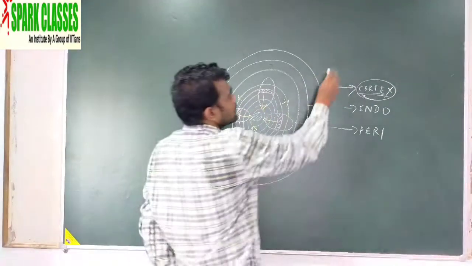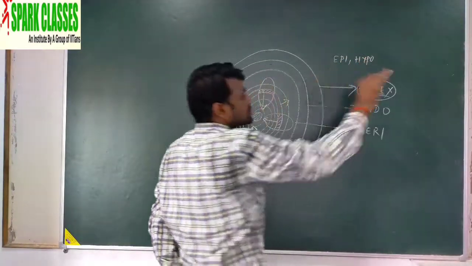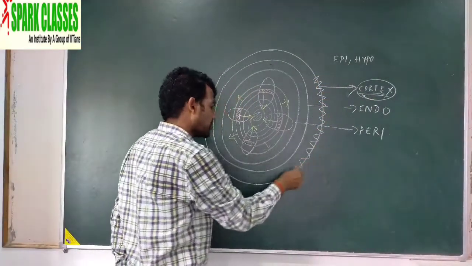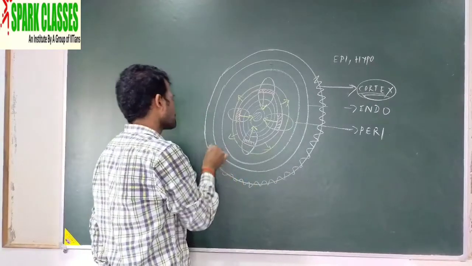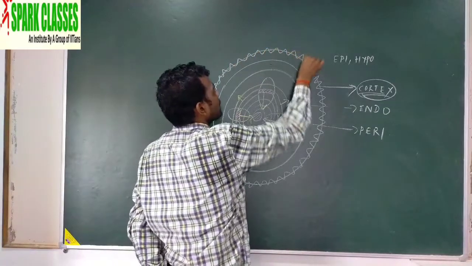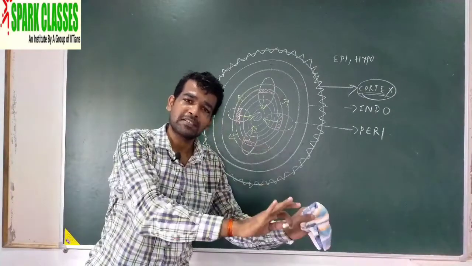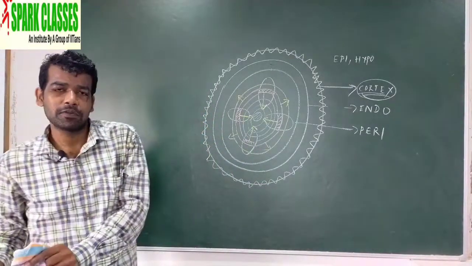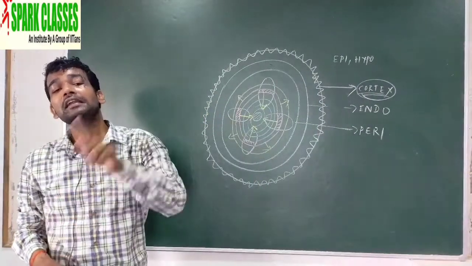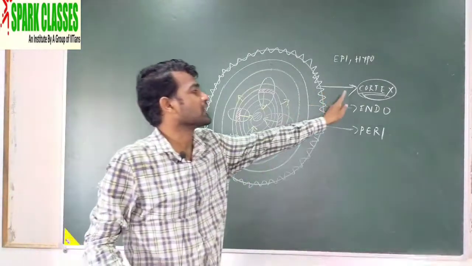So when the epidermis and hypodermis get destroyed, this cortex layer changes into meristematic. There is a plant property, I will tell you in cell division, how a permanent tissue becomes meristematic. I will explain it later. Permanent means lost the capacity of division, meristematic means have the capacity of division. Sometimes those who lost the capacity of division can again retain it. The same happens here in the cortex region.